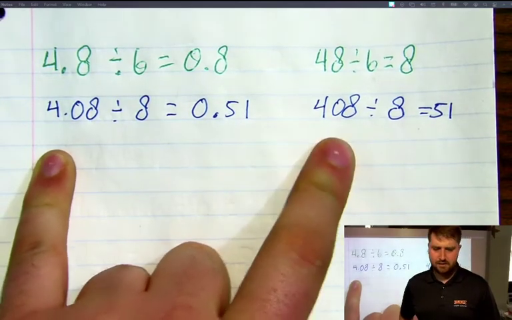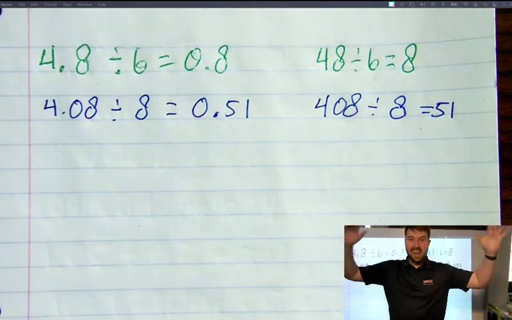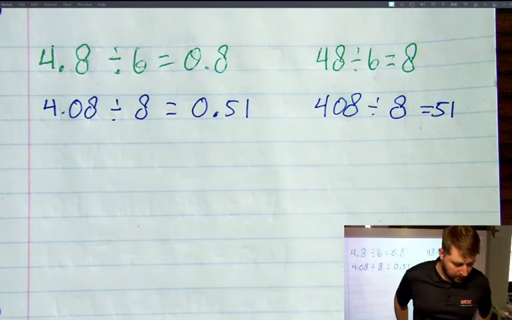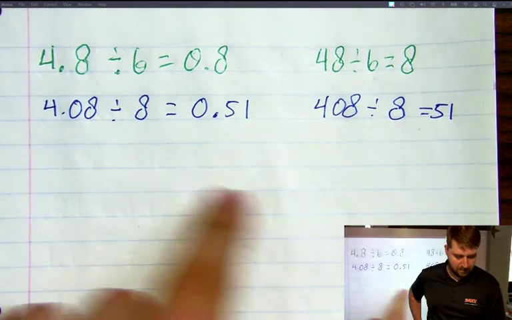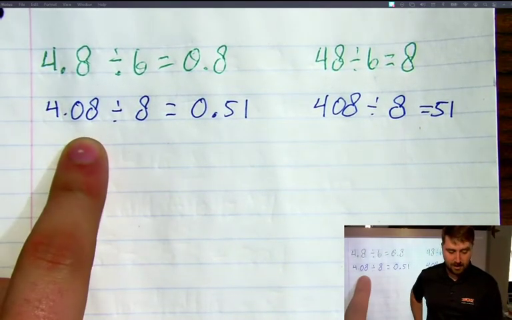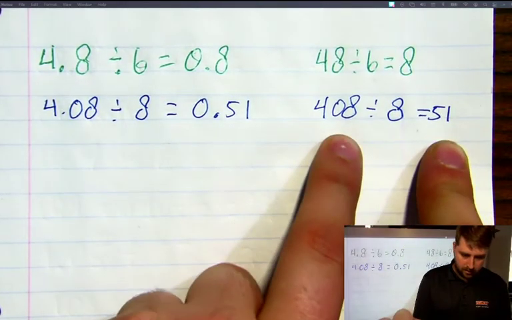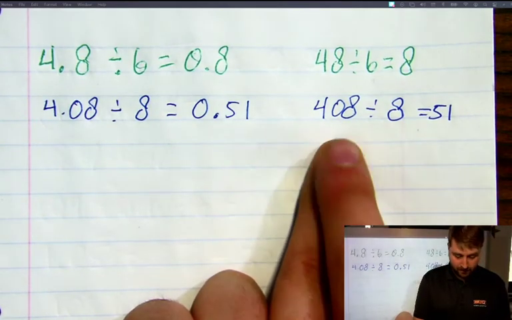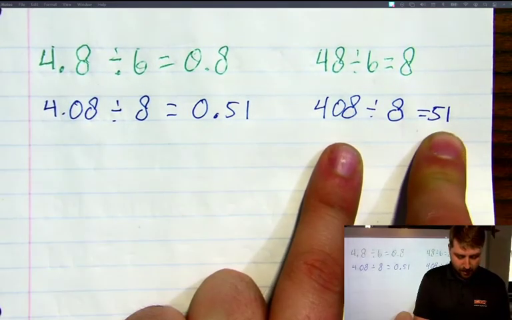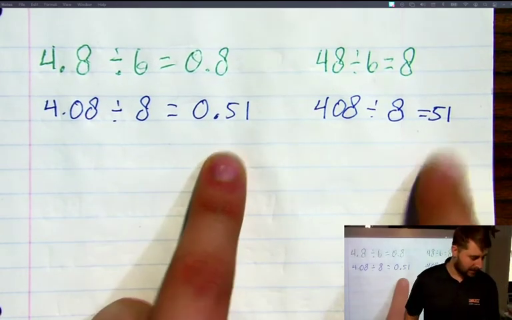How many times bigger is 408 than 4 and 8/100? 408 is bigger than 4 and 8/100. How much bigger is it? Well, it is 100 times bigger. Because to go from 4 and 8/100 to 408, we'd have to multiply it by 100. So our 408 is 100 times bigger than 4 and 8/100. And then our answer, our quotient, is 100 times bigger than our quotient on the left side.